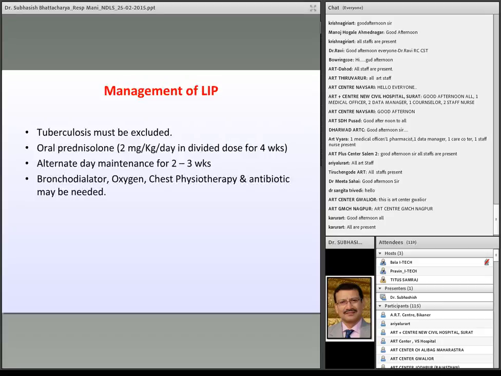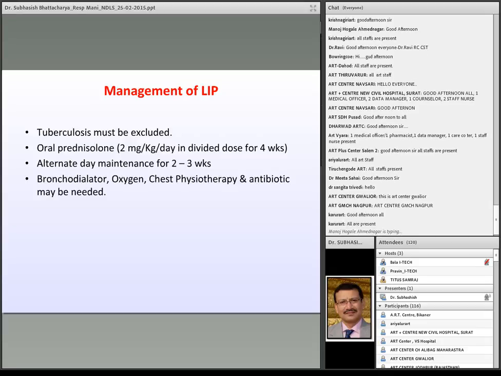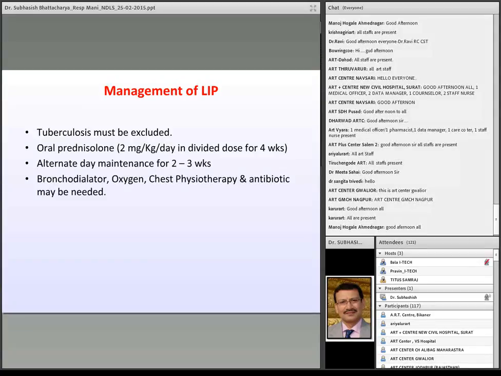With tuberculosis excluded at the beginning, oral prednisolone 2 mg per kg per day in divided doses should be given for 4 weeks, then alternate day maintenance for 2 to 3 weeks, then we can taper it. Along with a bronchodilator, oxygen, chest physiotherapy and antibiotics may be needed. As we know, LIP is a stage 3 condition, and if the CD4 is low, we should start antiretroviral therapy along with this management of LIP.